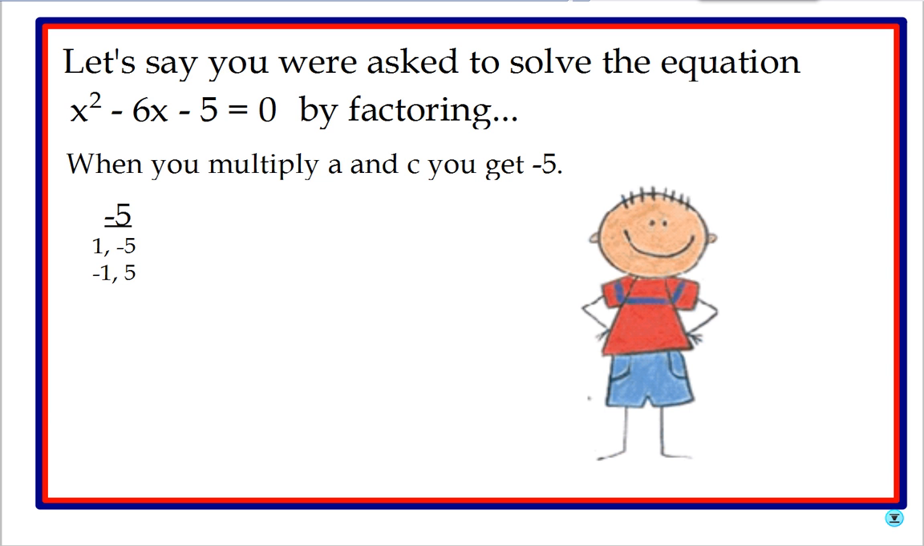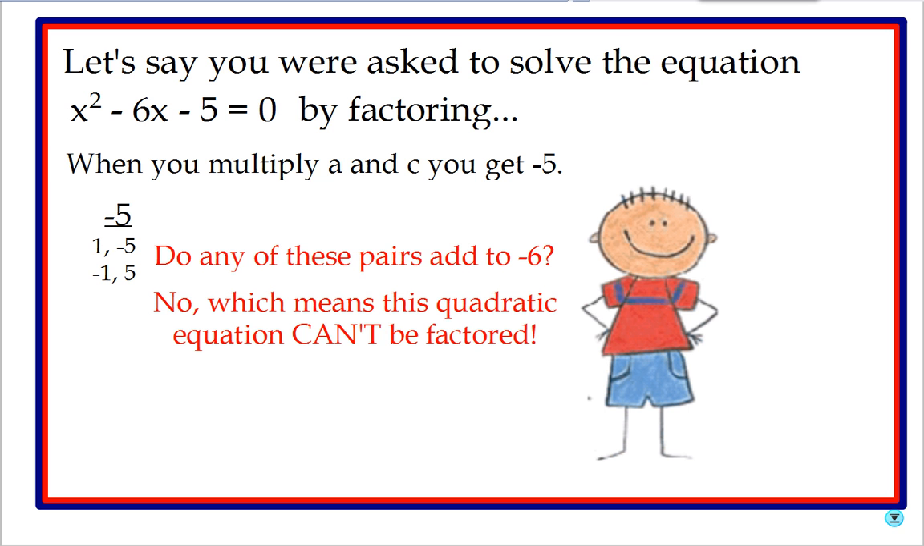And there's only two options since it's close to a prime number. And remember, one of those pairs has to add to this middle term of negative 6x. So do any of these pairs add to negative 6? Absolutely not, right? What that means is this quadratic equation can't be factored. And that's going to be a problem for us, right? Since I was asked to solve it by factoring.